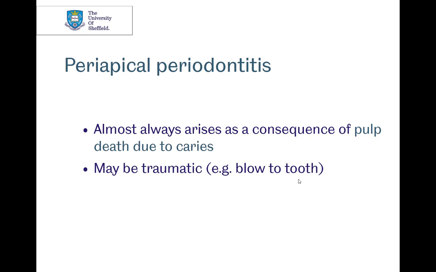So periapical periodontitis arises as a consequence of pulp pathology. Now, as we saw when we had a look at pulpitis, pulp death is almost always due to caries, but there are other reasons for it. You can have a direct blow to a tooth, which damages the blood supply, and you end up with hypoxia and pulp death in relation to that. But it is far more common for periapical periodontitis to be a consequence of pulp death following pulpitis from caries.